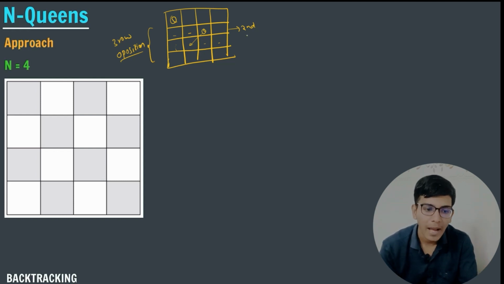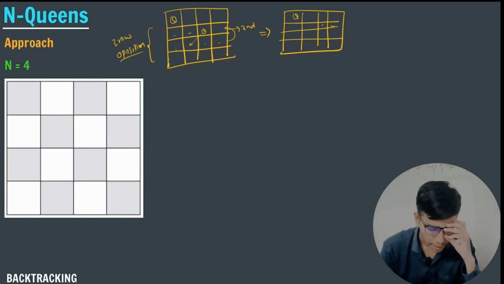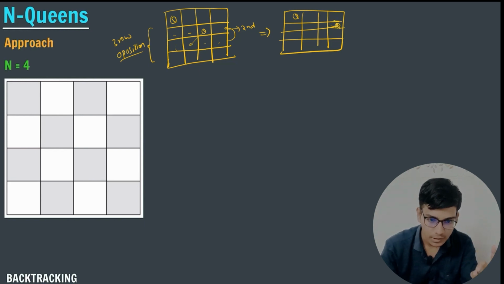Okay, so I will backtrack from the third row to my second row and change the position of my second queen. I am drawing the board again so that the visualization will be very good. 1 2 3. Okay, so this is my first queen and this is my second queen. I will change the position of this second queen from there to here. Here this is my second queen.